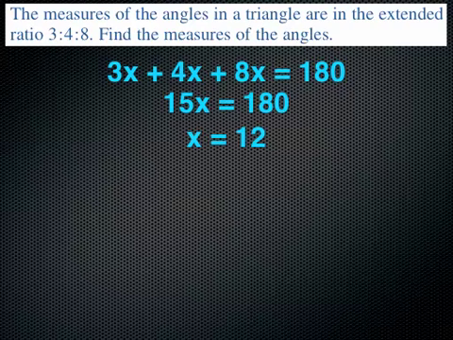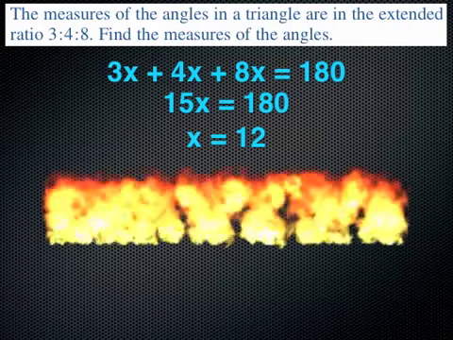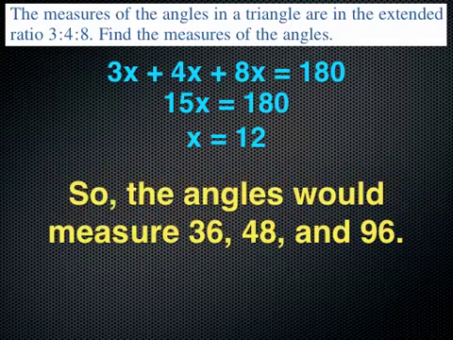That's not the measure of the angles. Now I need to go back and plug in 12 and multiply it by 3, which would give me 36. Multiply it by 4, which would give me 48, and then multiply it by 8, which would give me 96. I could go back in now, 36, 48, and 96, and add all of these numbers together, and I should get 180 because they're angle measures of a triangle. And that is true. If you add them all together, you would get 180.